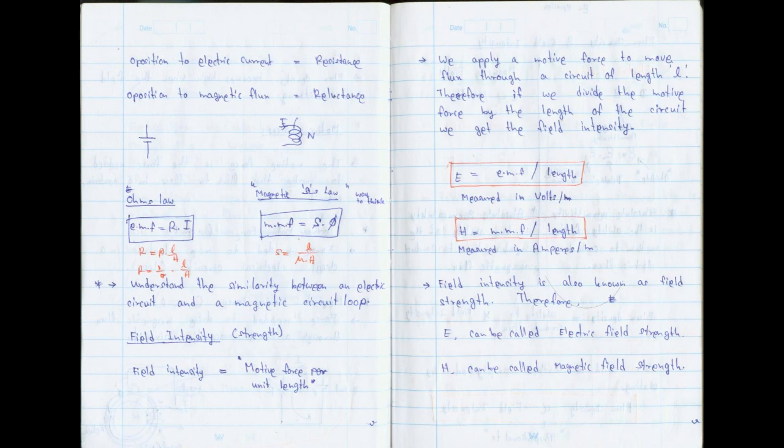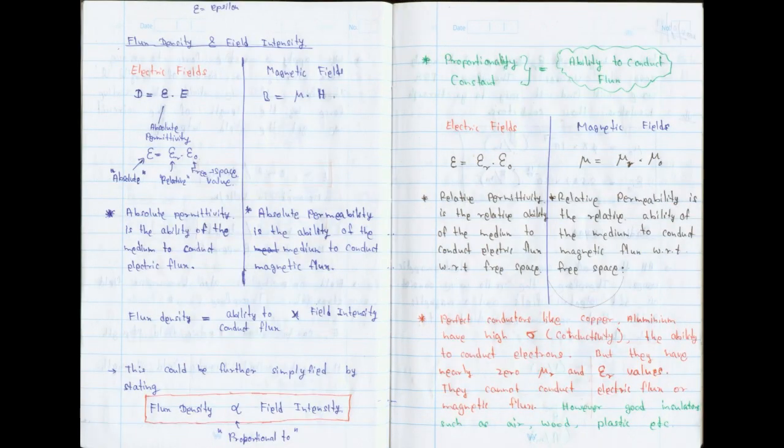Ability to conduct magnetic flux. Here, ability to conduct electric flux. See how similar the two sides are? Then we call this absolute permeability. In English, what is the word permeate? Permeate means go through. Permeability means ability to go through. Better to compare these two, then you can see how similar the two sides are.